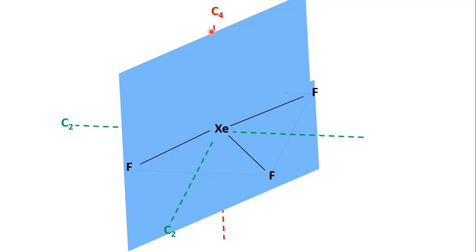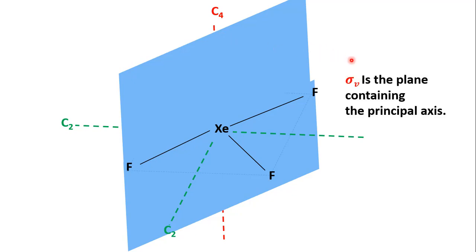Look at the alignment between C4 and the plane. The plane contains the principal axis, and so this is a vertical plane of symmetry. Sigma v is a plane containing the principal axis, and this bisects the two C2 axes. This is one C2 axis behind the plane, this is one C2 axis in front of the plane.